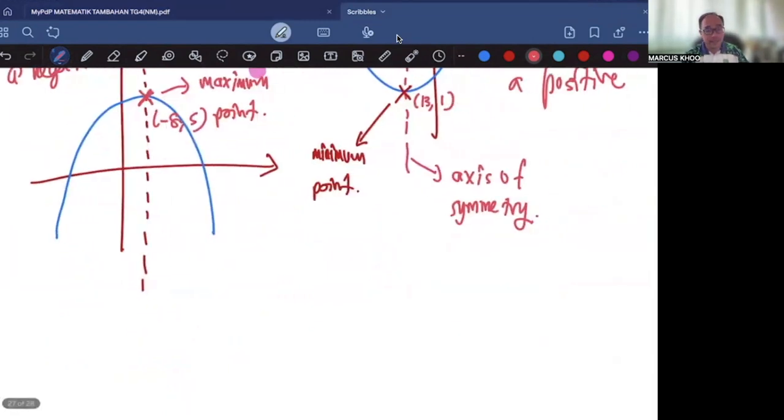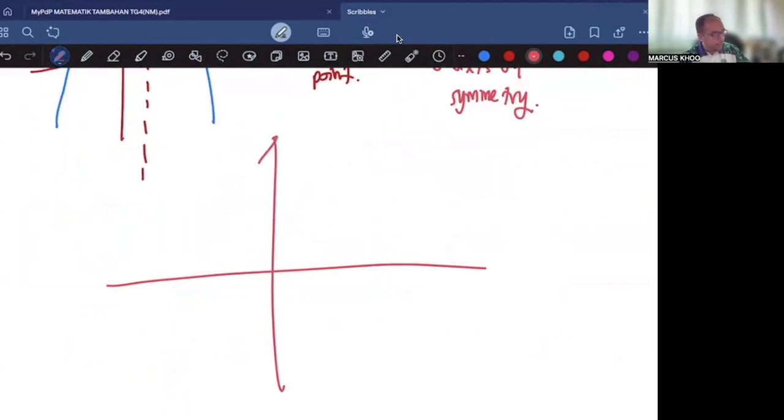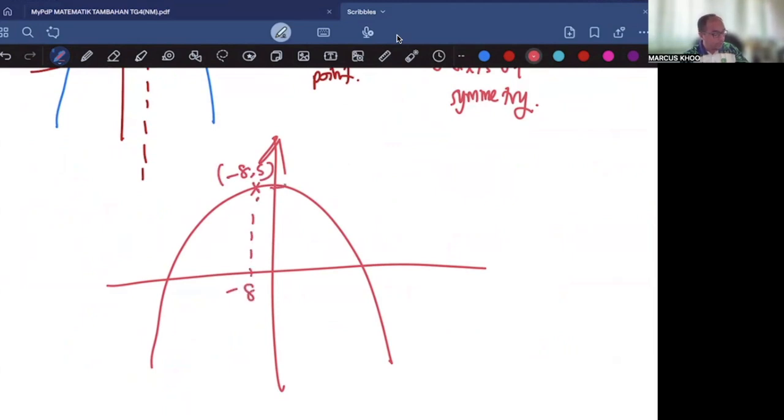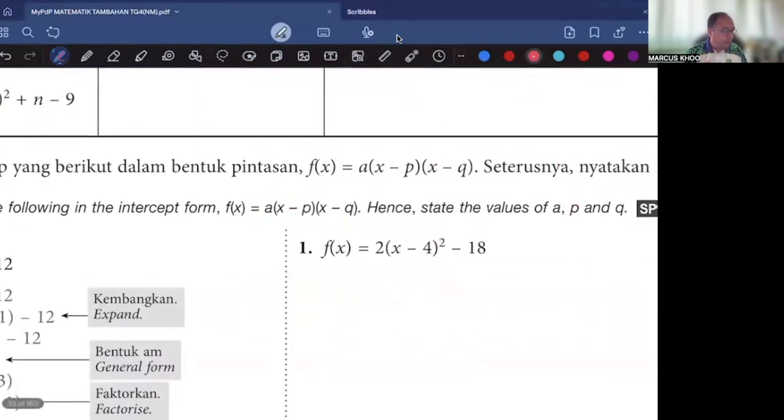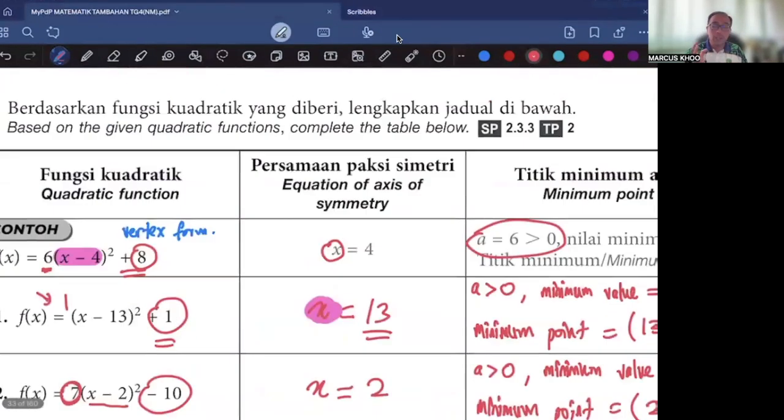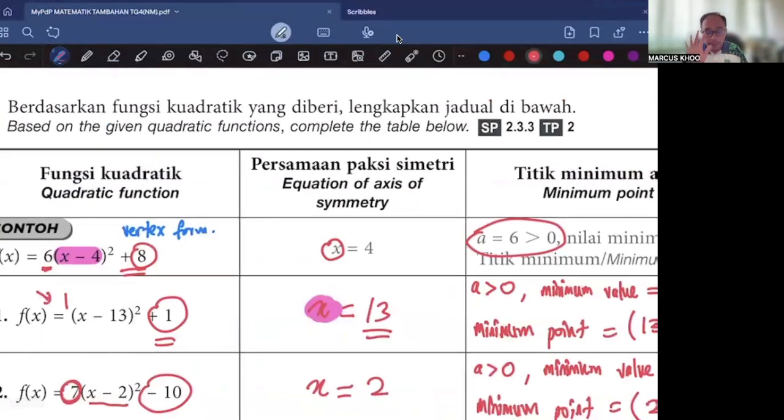I know this graph is actually wrong. If it's negative 8 and 5, it should be somewhere here. Negative 8 here, 5 here. But basically, the vertex form tells you this. So general form can tell you certain things, vertex form can tell you certain things. Of course, the key is how to change from the general form to the vertex form. That one we will do later. But before that, there's another form that we will need to study, which we will look at in the next part.